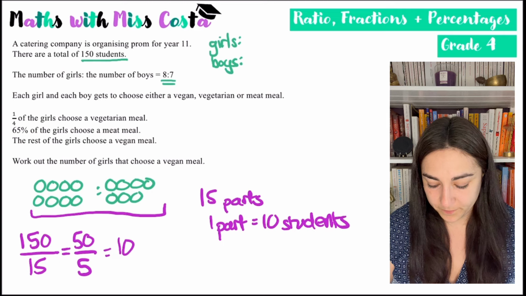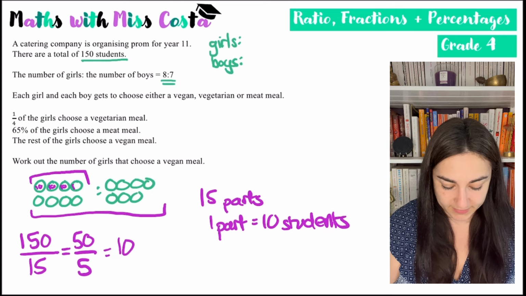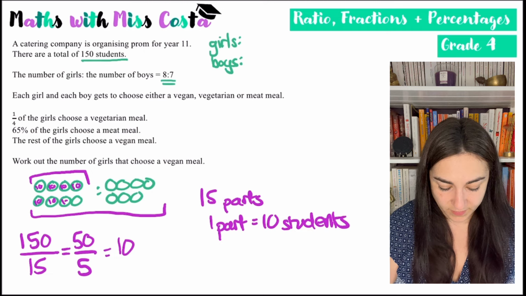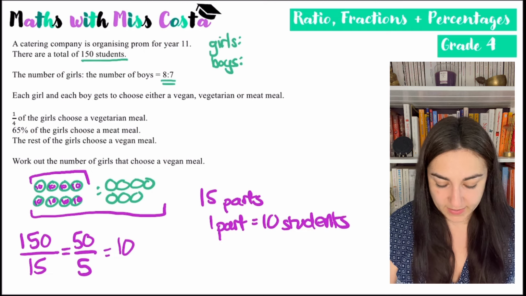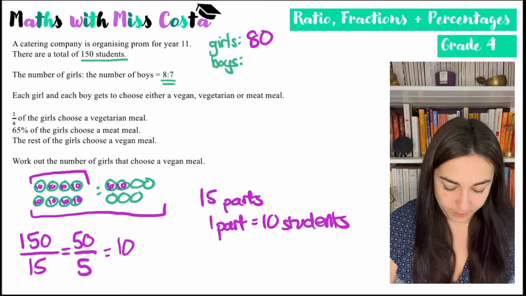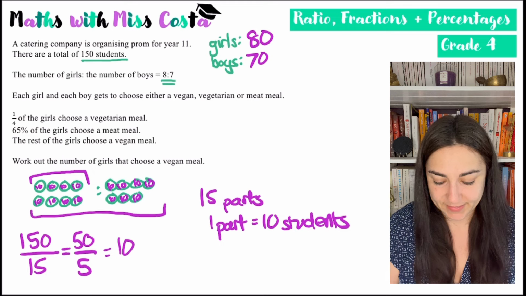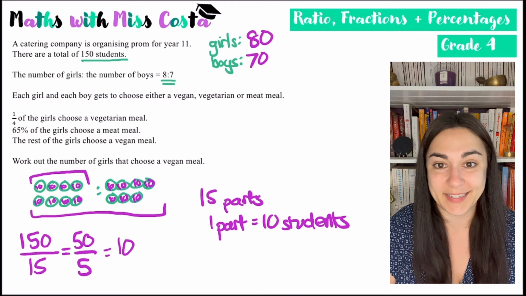So therefore, if the girls represent 8 parts, each of these little parts is going to be 10, and therefore the girls is going to be 10 times 8, which is 80. And the boys will similarly be 10 times 7, which is 70. Okay, so you've worked out one key piece of information.